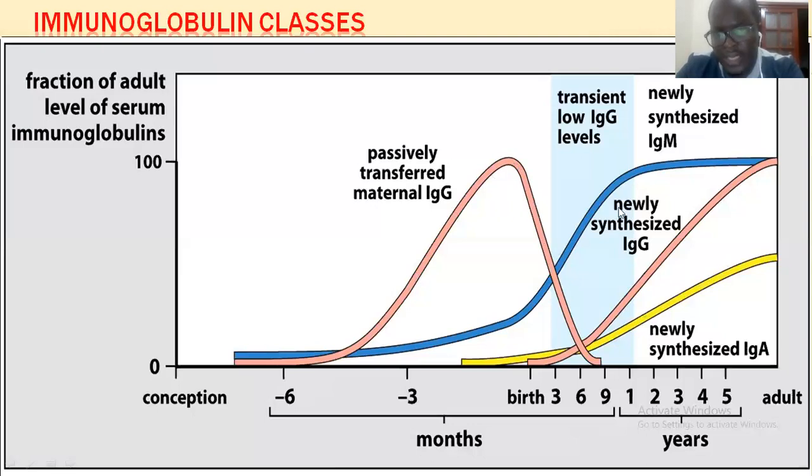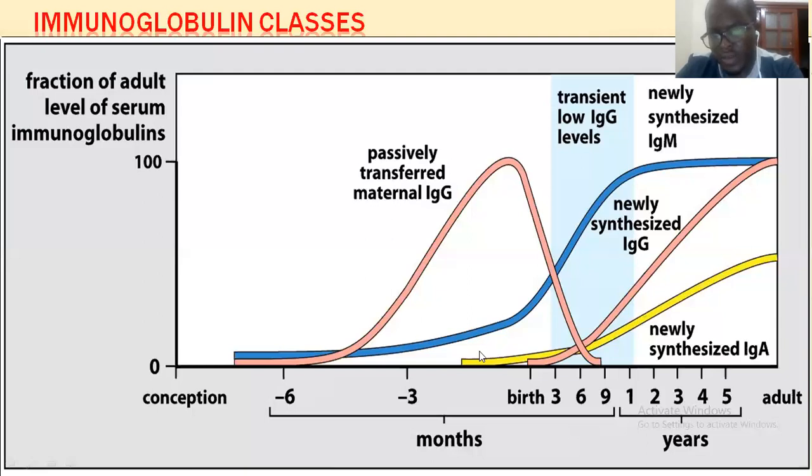But again, there's also newly synthesized IgG. This is the IgG that is being produced by the fetus itself, because there are certain pathogens or microorganisms that can cross the placenta to attack the fetus. So even before birth, the fetus can be exposed to microorganisms or pathogens, and it will start producing its own IgG. So you can see here you have passive IgG from the maternal circulation, and then you have newly synthesized IgG by the fetus itself.